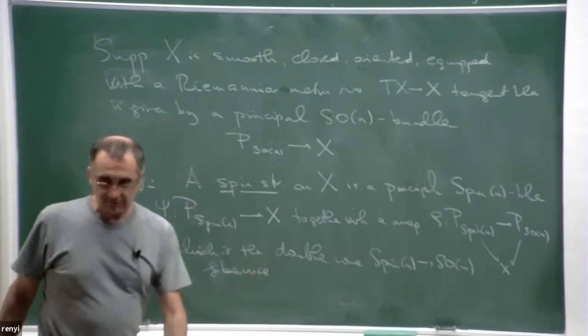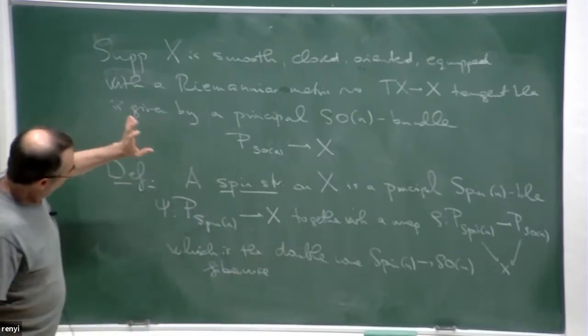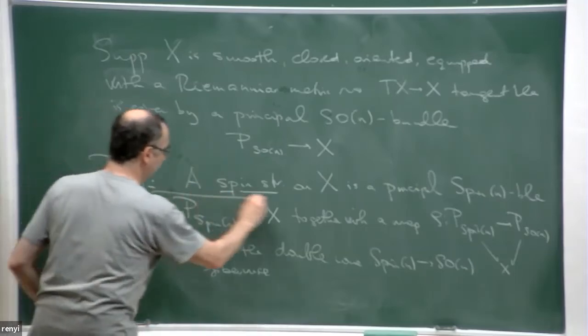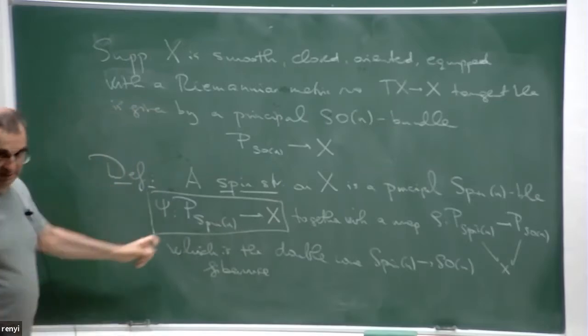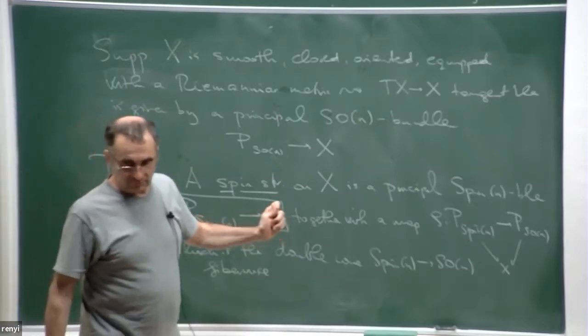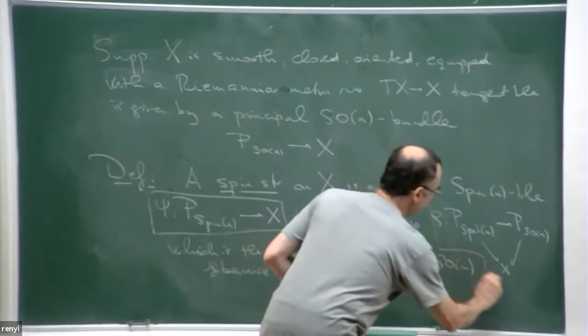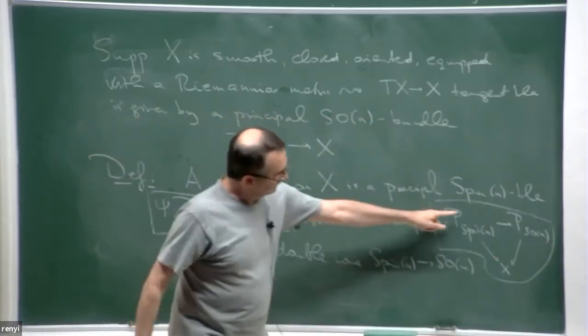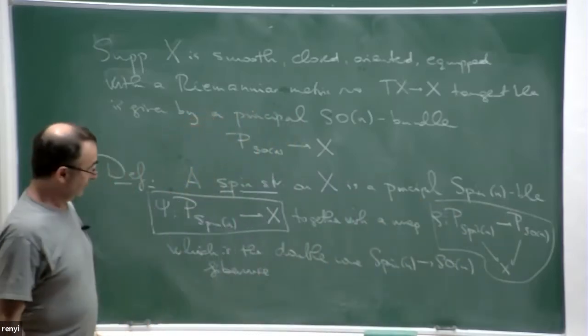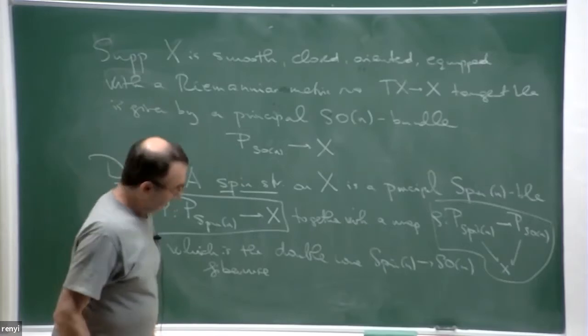So what we really have to remember is that a spin structure on X is nothing else than a particular bundle, a Spin N bundle, which does have some relation to the original frame bundle, namely it looks like this, where this map is just the usual double cover of the fibers. So that's what a spin structure is.